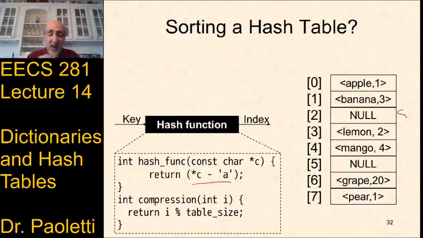If I take this hash table behind the scenes and sort it, it no longer works as a hash table because grape and pear aren't at the index they're supposed to be in. Lemon and mango aren't where they're supposed to be.